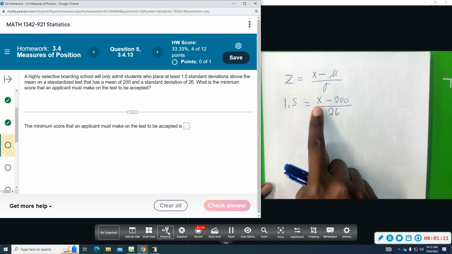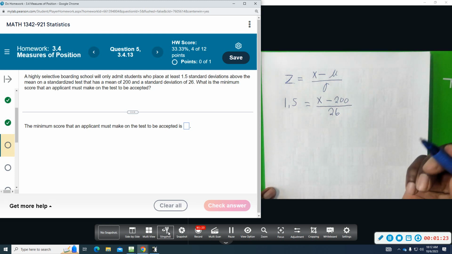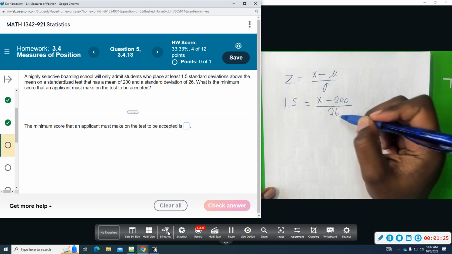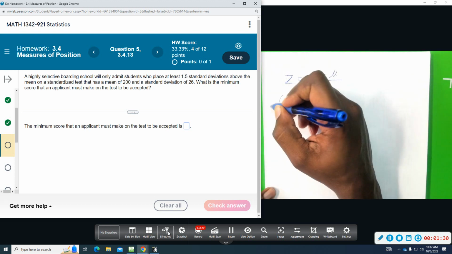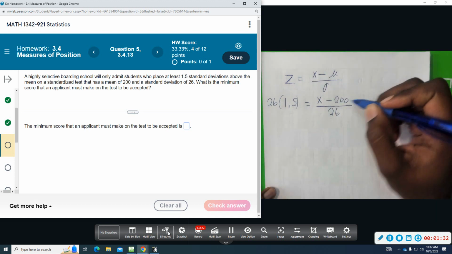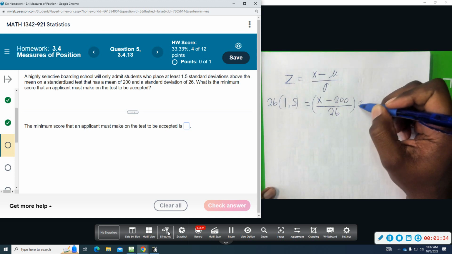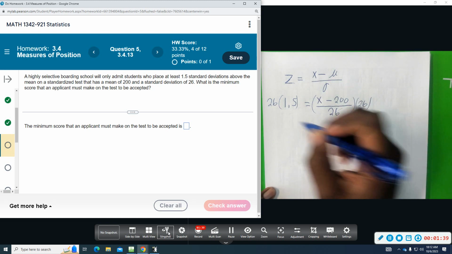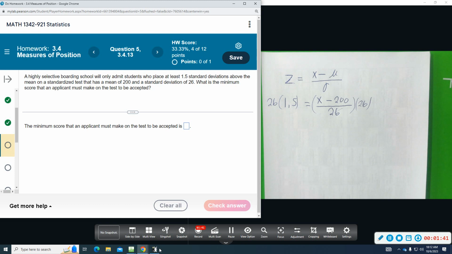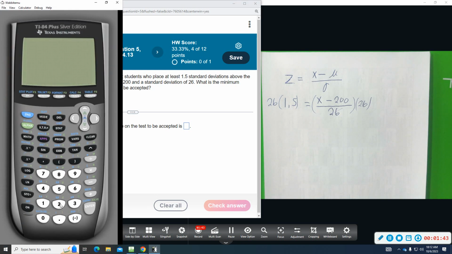So what we're going to do is solve for x, using a little bit of algebra. We're trying to get x by itself, so we'll have to multiply both sides by 26 to start. Multiplying will cancel out the division by 26, and then we can use our calculator to find 26 times 1.5. I think it's 39. We get 39.